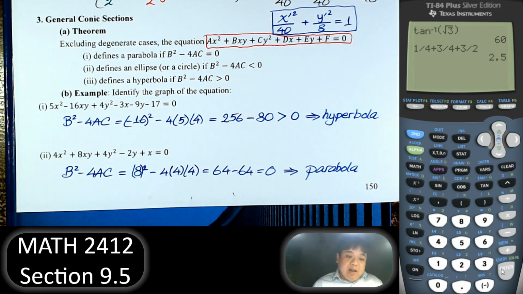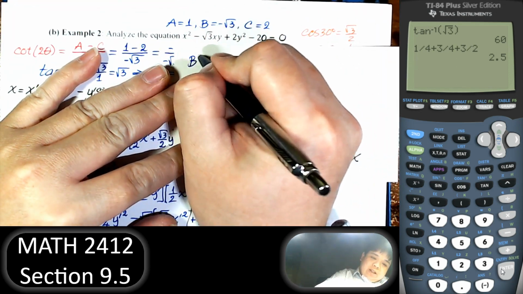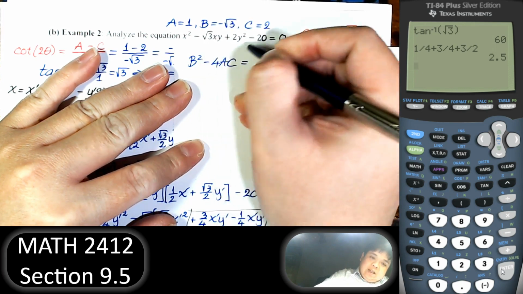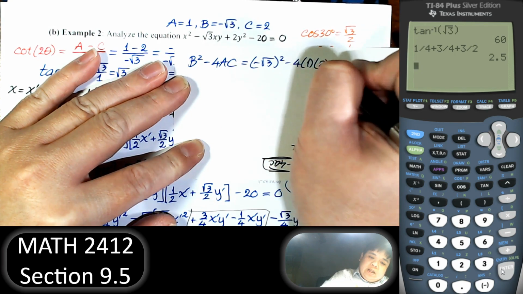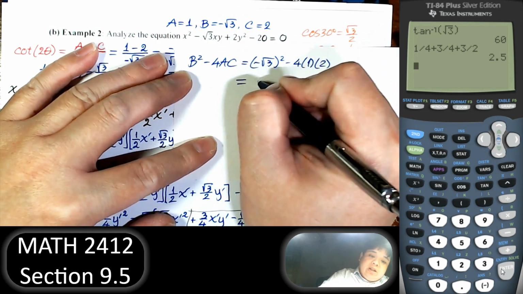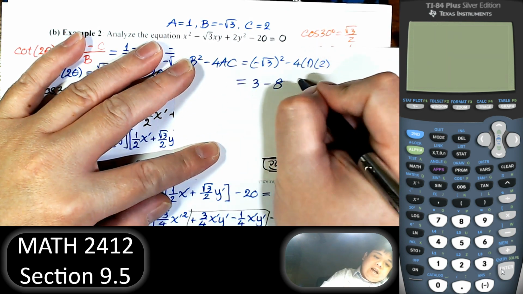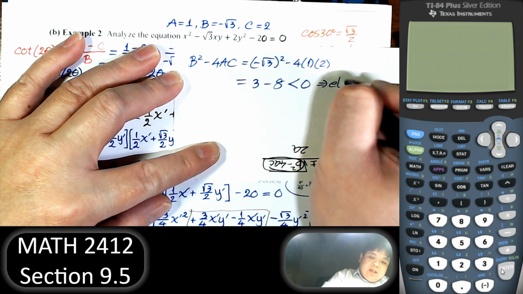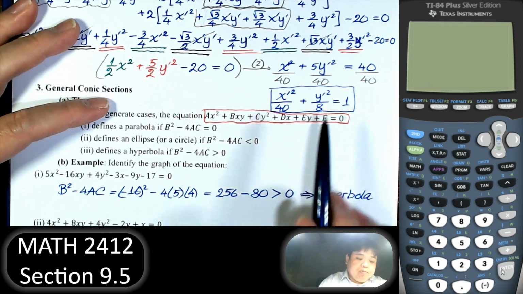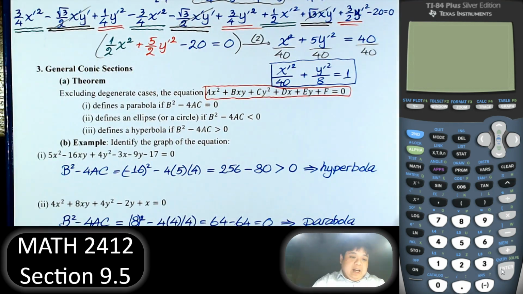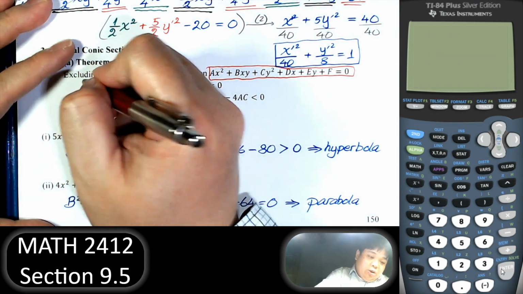Right. The reason we don't have an ellipse here is because we can just look at this equation. If we do b squared minus 4ac, negative square root of 3 squared minus 4ac, square root of 3 squared is 3, minus 8. That's less than 0, so that's an ellipse. And we did confirm that by calculation. It's actually an ellipse. Right, and remember, I said the first part of the section you don't need to memorize, but this part we need to know.